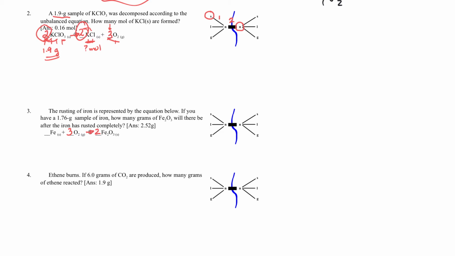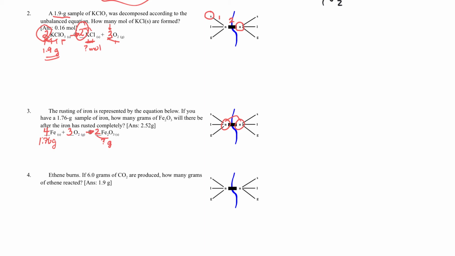There's my arrow. But now on the right, how many irons is that? 2 times 2 is 4, so I need to put a 4 there. There's my balanced chemical equation. And so when I do the ratio proportion thing to go across, I'll be using some of these numbers. Again, I'm starting with 1.76 grams of this, and it says how many grams of this will be produced.